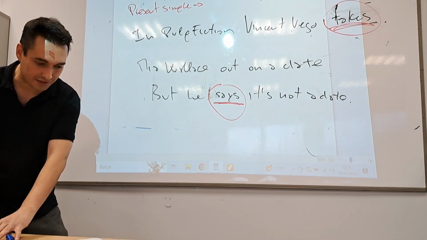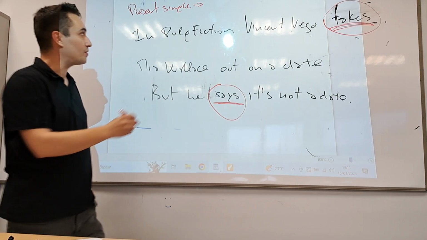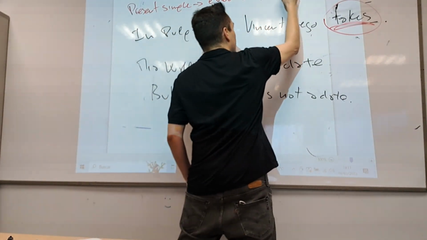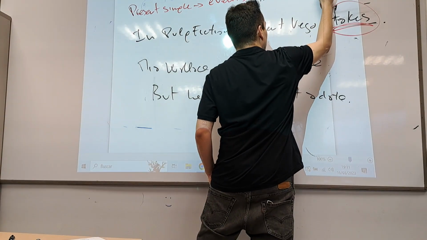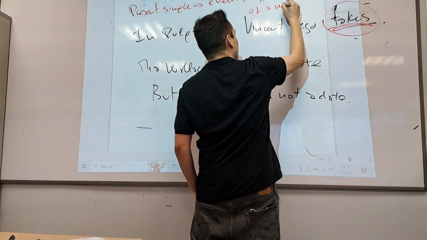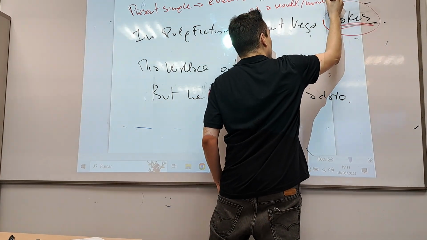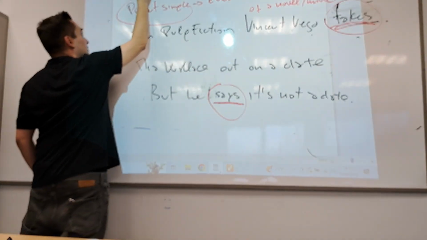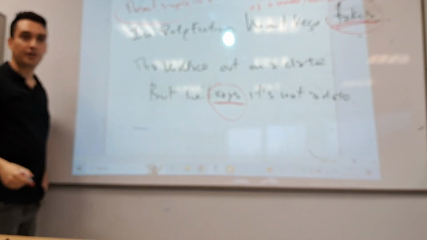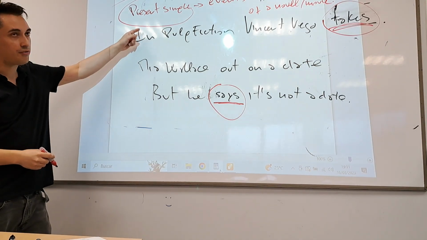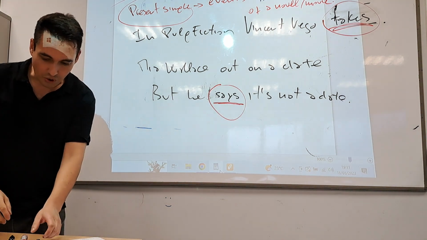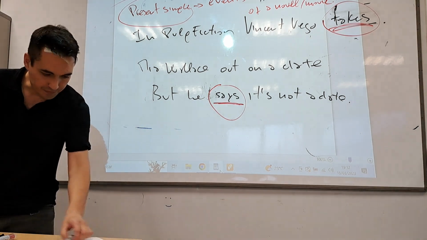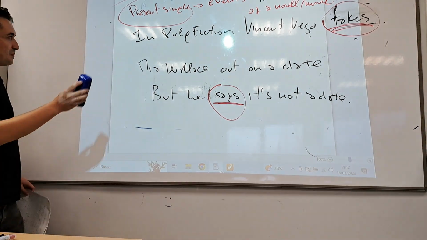What kind of past is it? Events in the narrative of a novel or movie. So this is special, okay? I'm talking about special uses of tenses. So this is a special use of the present simple. Not the normal use, but special. May I continue? Yep. Okay.